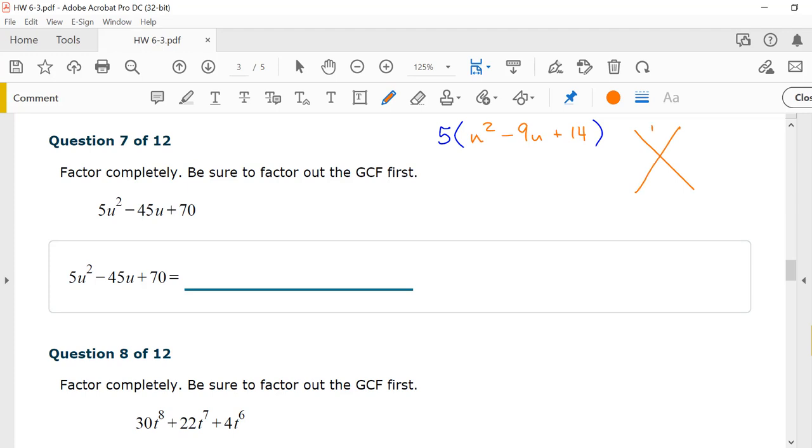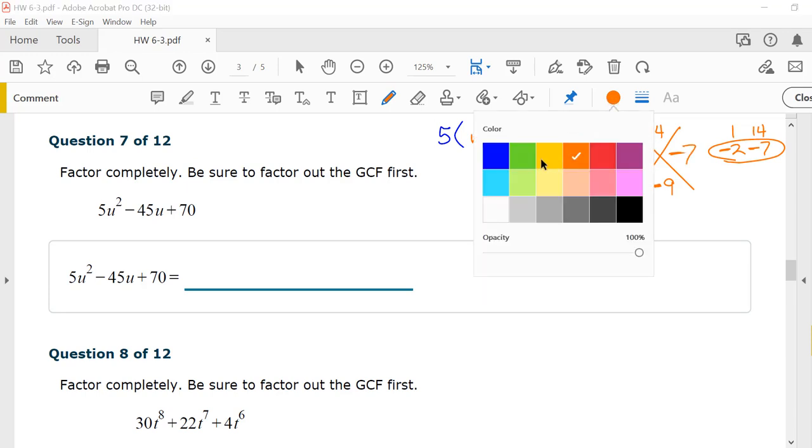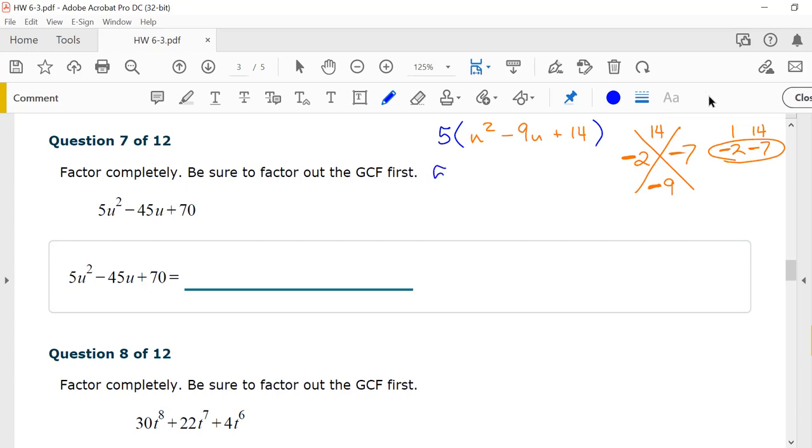1 times 14 is 14. Then I'm going to put -9 down below. Okay, I need the same signs, but they're both negative. Factors of 14: 1 and 14, 2 and 7. If I do -2 plus -7, I get -9. So there are the numbers that go there, -2, -7. Don't forget you have your 5.